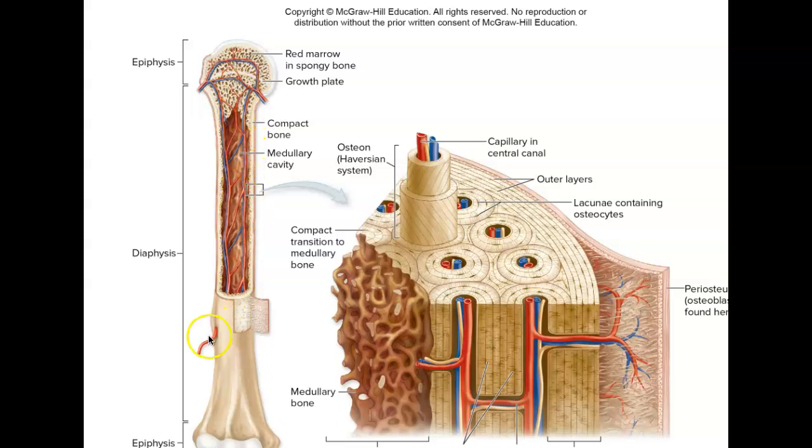Notice that the bone has many small openings through which the parts of the circulatory system enter and exit. So we have arteries and we have veins that go into the bone because there are living cells that have to be fed.